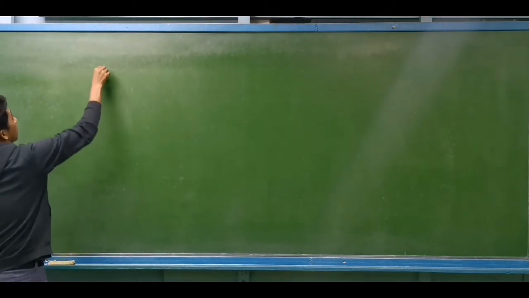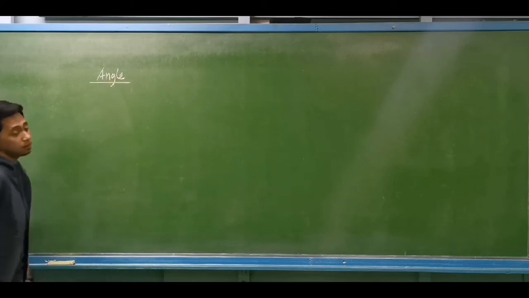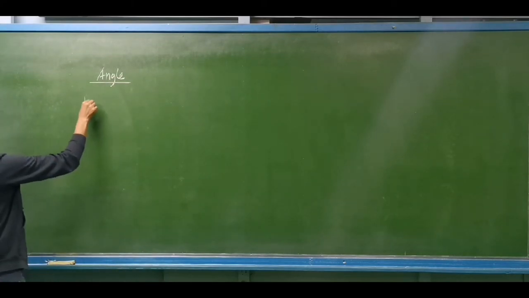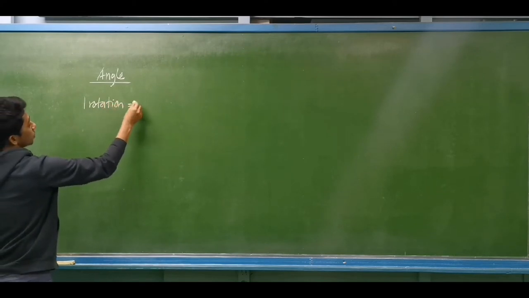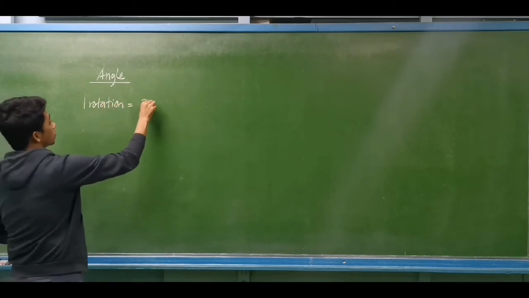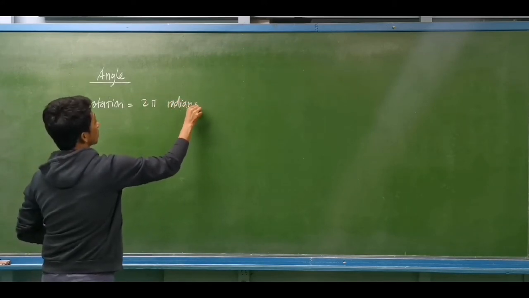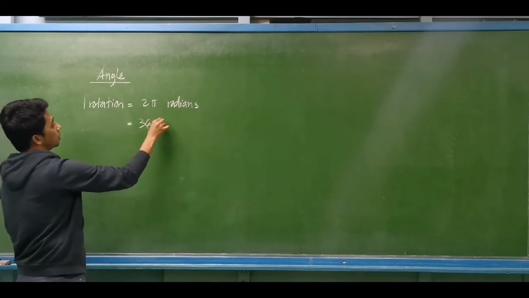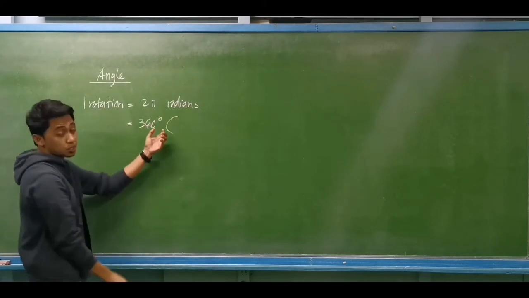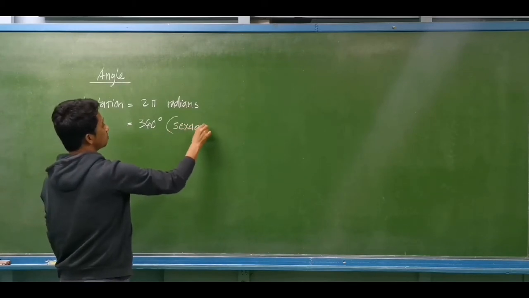So unahin natin sa plane trigonometry, pag-usapan natin yung mga angle measurements. For the angle measurements, we have one rotation. So one rotation is the same as 2 pi in radians. So one rotation, pareho lang din ito sa 360 degrees. Kapag degrees yung usapan, this is the sexagesimal system.